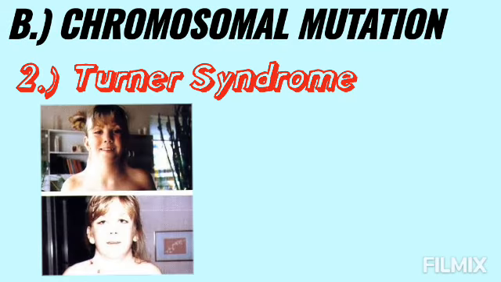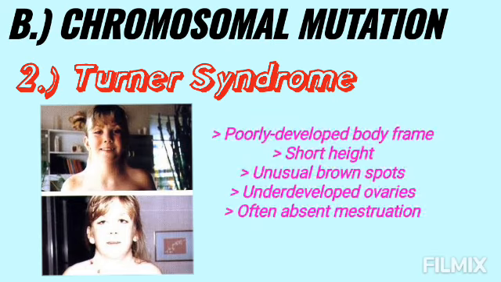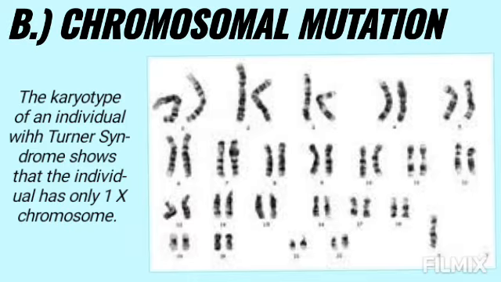Girls with Turner syndrome often have poorly developed body frame, short height, unusual brown spots in the body, underdeveloped ovaries, and often absent menstruation. The figure shows a karyotype of a female with Turner syndrome.